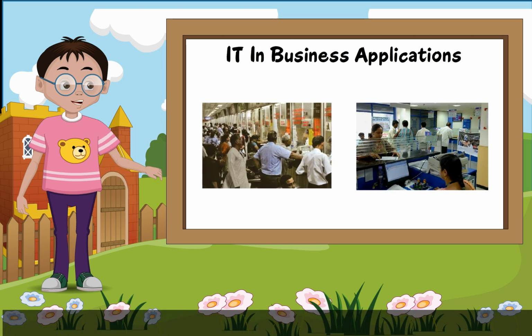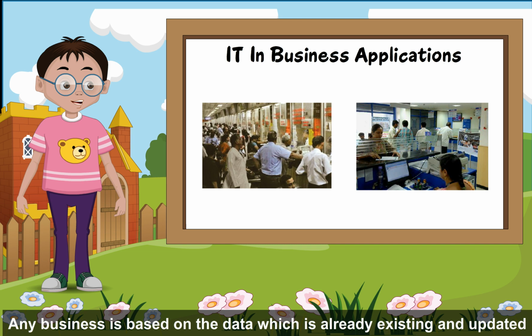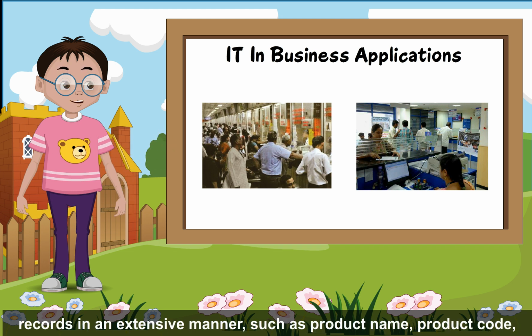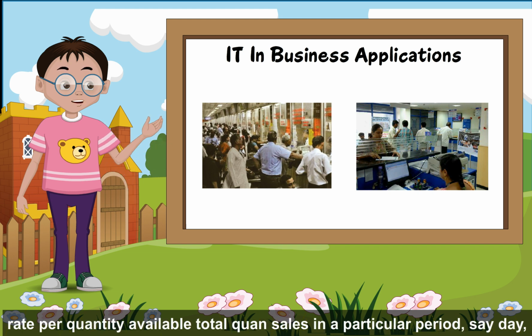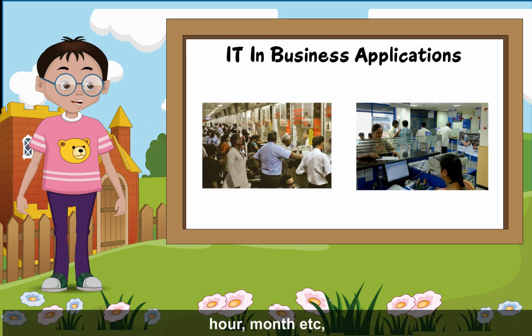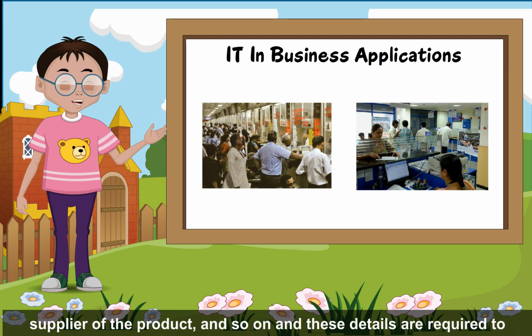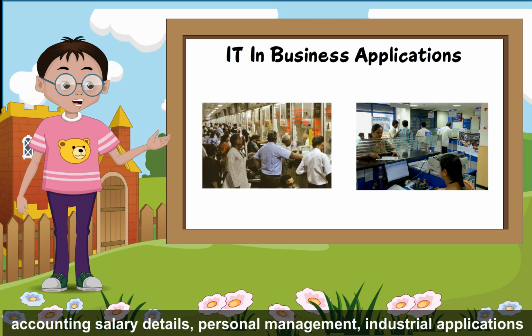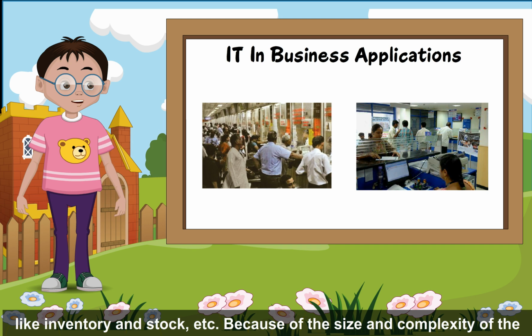IT in business applications. Any business is based on data which already exists and is updated with every movement of the business. All these data are stored in the form of records in an extensive manner, such as product name, product code, rate per quantity, available total quantity, sales in a particular period, say day, hour, month, etc., supplier of the product, and so on. And these details are required to process business applications like sales details, marketing analysis, accounting, salary details, personnel management, and industrial applications like inventory and stock, etc.